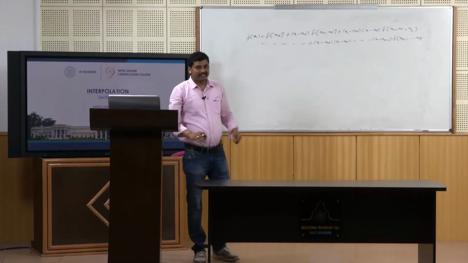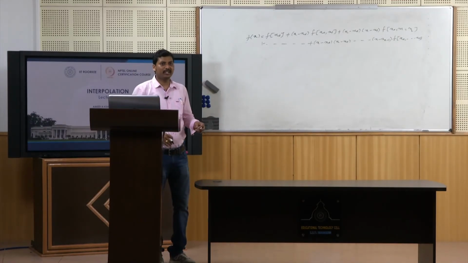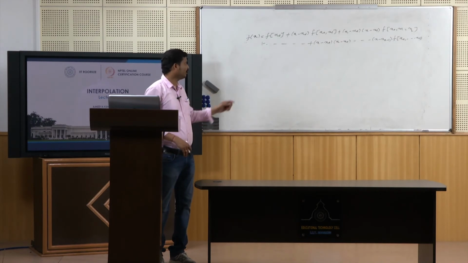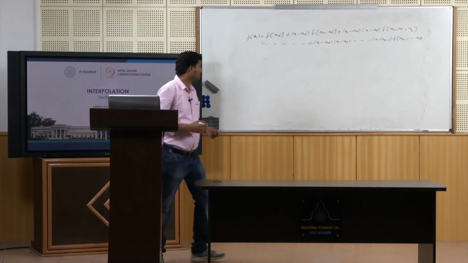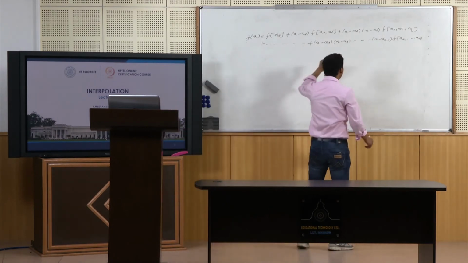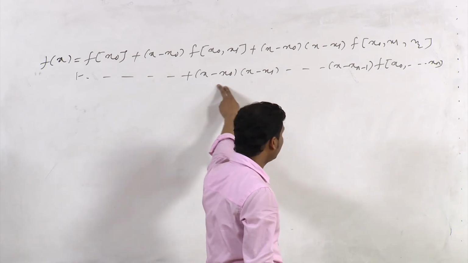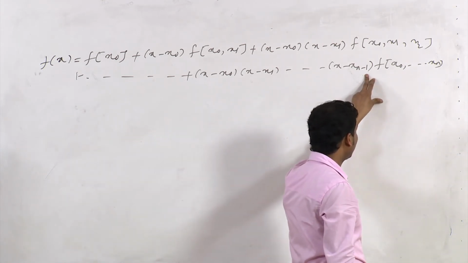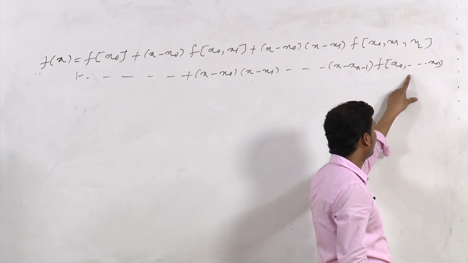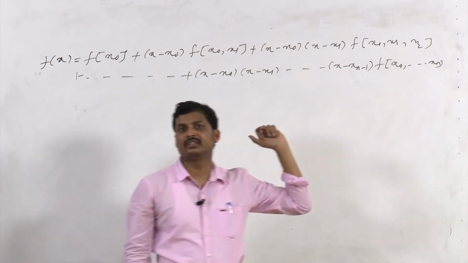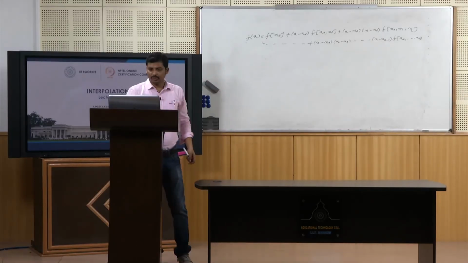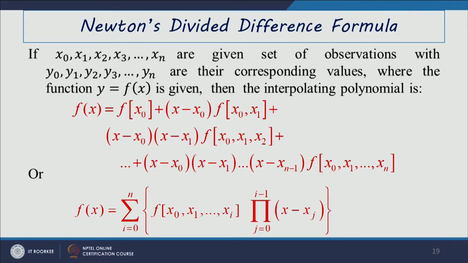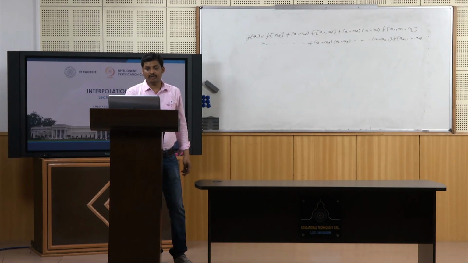Especially this immediate next term can be said to be the remainder term, where another x value is required to get this last term. If you look at the remainder term, the next immediate term, it needs another factor, that is x minus xn, and it also requires another extra point to get this remainder term for this series to truncate there. It can also be written in product form, that is f of x equals the sum over i equals 0 to n of f of x0 x1 to xi, multiplied by the product over j equals 0 to i minus 1 of x minus xj.